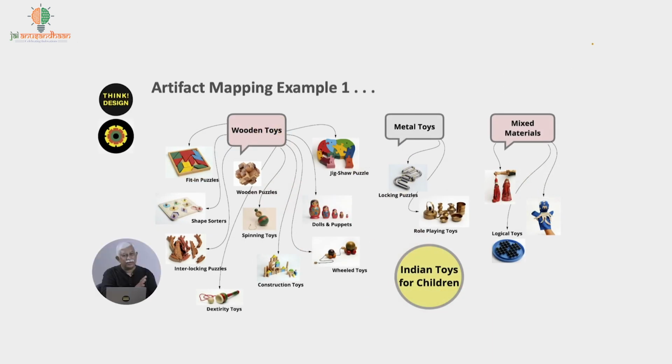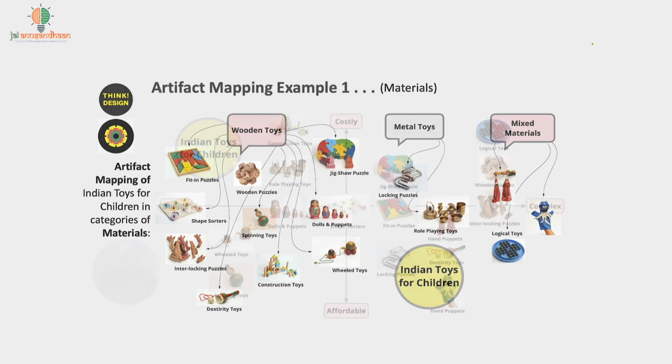And of course, you can look at it from another point of view. Here it has been categorized according to its materials. Okay, so you have the wooden toys followed by metal toys and the mixed material toys. Okay, so this is another category. So you can look at it from a sustainability point of view. Okay, you can see which are easy to make and which are not so easy to make. Okay, so the factors with respect to production and manufacturability come into play when you look at this mapping.